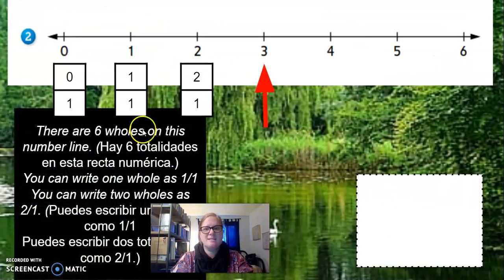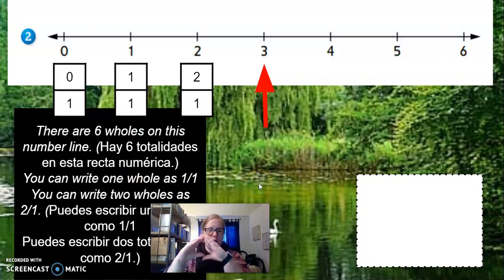So there are 6 holes on this number line. You can write one hole as 1 over 1 because it's 1 out of 1, right? That's how we know it is one hole. You can write 2 holes as 2 over 1, okay? So it's 2 holes. That's kind of like how we were doing halves, 0 half, 1 half. Now we're doing this in holes. 0 holes, 1 hole, 2 holes.